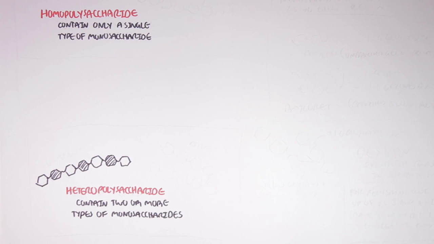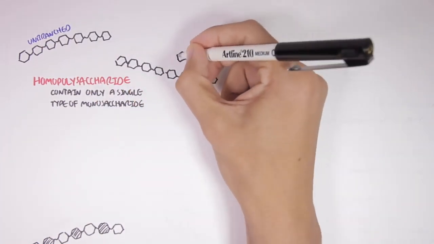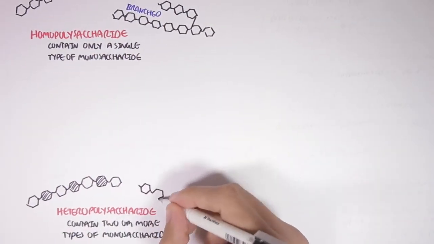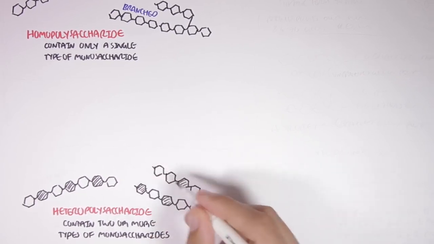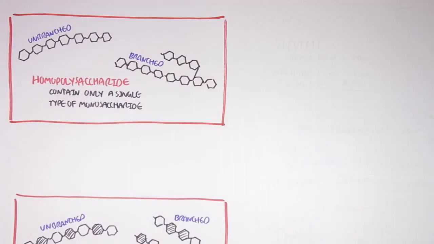To make things a little bit more interesting, a polysaccharide can also be unbranched, like what you see here, or it can be branched. This goes for both homopolysaccharides as well as heteropolysaccharides. Heteropolysaccharides can also be unbranched or branched. What you have to understand is that the polysaccharides I am currently drawing are very small. In reality, polysaccharides are made up of thousands of monosaccharides linked together.